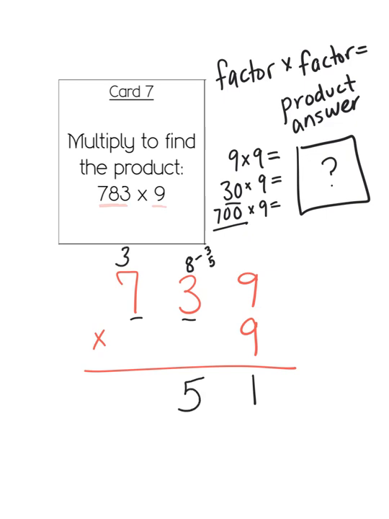Okay, 9 times 7 is 63, plus 3 more is 66. So my product is 6,651.